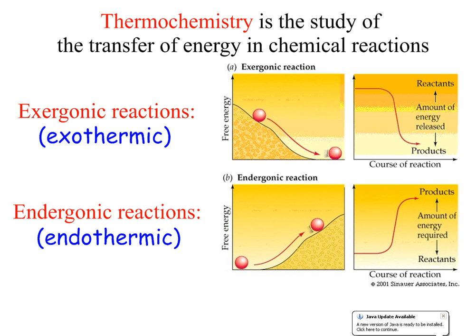At the bottom, we have just the opposite, where the reactants are at the lower energy state and the products are at the higher energy state. So in this case, we're rolling the ball uphill. We've got to add energy in order to bump the energy of the reactants up to the level of the energy of the products. And this is referred to as an endergonic reaction. And again, if we're thinking in terms of the heat, heat would have to be added, making this an endothermic reaction.